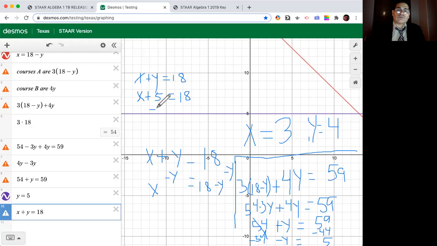All right, so let's get rid of that 5. Get x by itself. X are the 3 credit courses. 13. And x is 3 credit courses, and they total to 13.